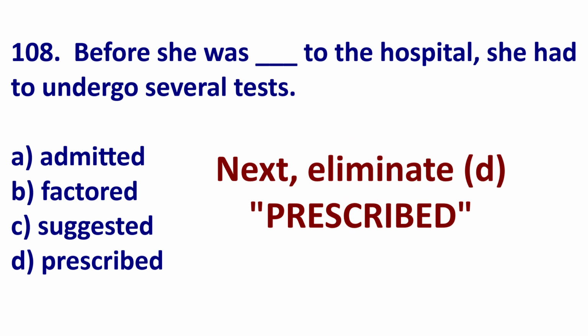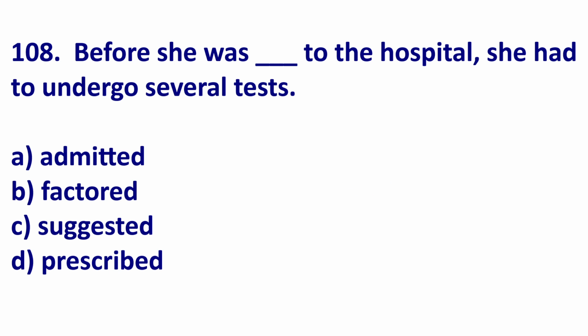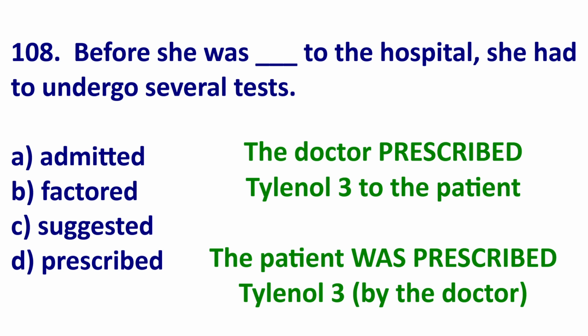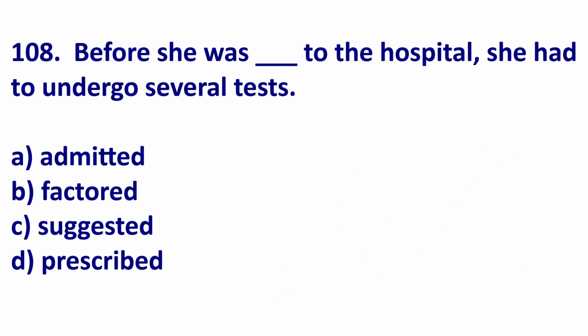Next, remove prescribed. Now, a common form of prescribe is: a doctor prescribes medicine to a patient. So the doctor prescribed Tylenol 3 to the patient, or the patient was prescribed Tylenol 3 in passive voice. So if we look here, we do not have any medicine. It does not say "before she was prescribed a drug" or "before she was prescribed treatment." So we can eliminate prescribed. So now we have A and C.